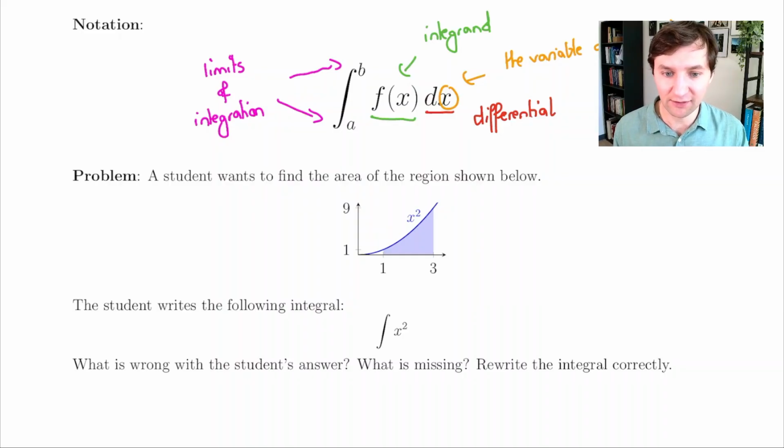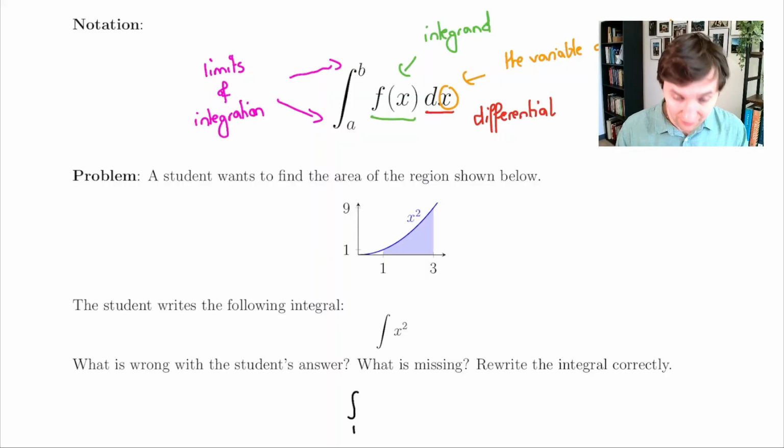I believe that the student made a couple of mistakes. First, the student used an indefinite integral. However, to compute the area of a region under the graph of a function, you must use a definite integral. To fix it, I will use a definite integral with the lower limit of integration 1 and the upper limit of integration 3, because the area is between x equal to 1 and x equal to 3. I will use the same integrand x squared.